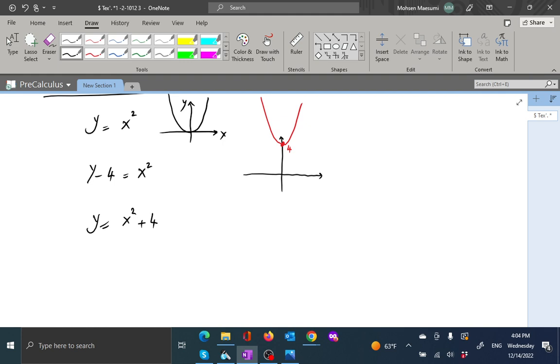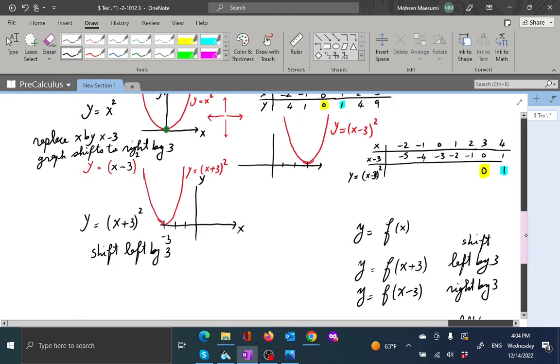Sometimes they say if you want to move a graph up by a certain amount, add exactly that amount to the equation you already had. So here, my equation that I had, if I add a 4 to it, this is going to be up by 4. This is the same as this thing, up by 4.